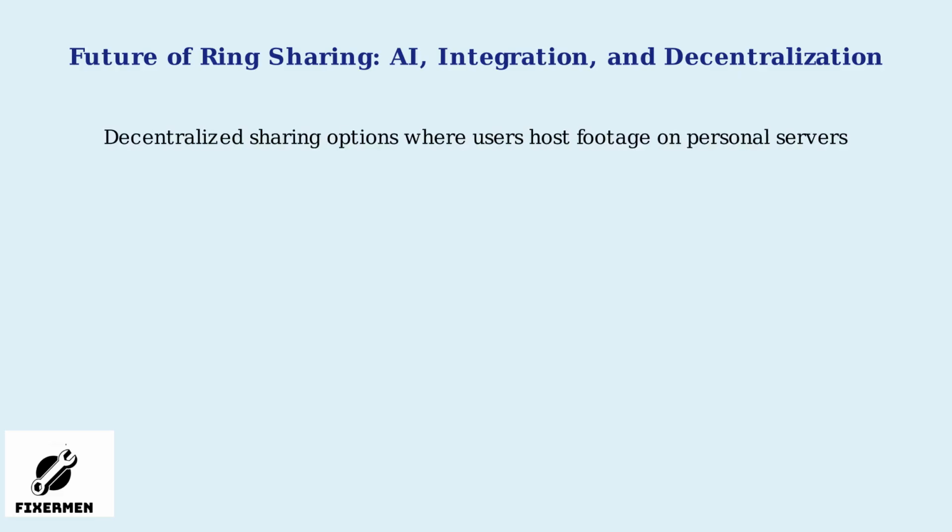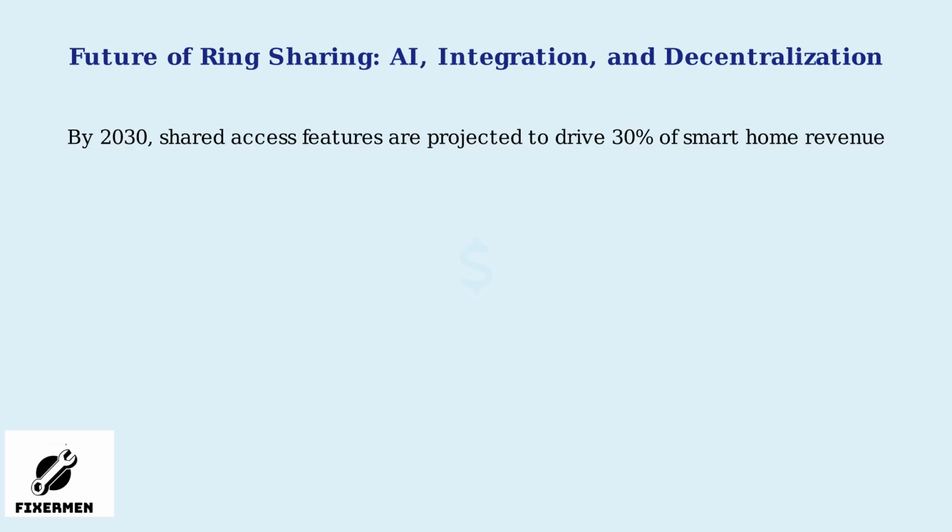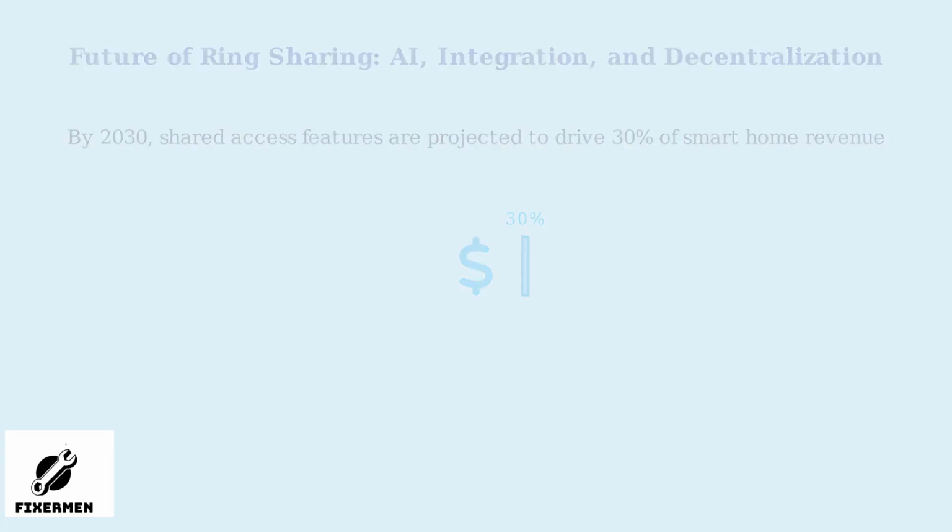There's potential for decentralized sharing options, where users host their footage on personal servers instead of cloud services. This addresses concerns about data monetization by giving individuals control over their data storage. By 2030, shared access features are projected to drive a significant portion of smart home revenue, with experts estimating around 30% growth in this area.